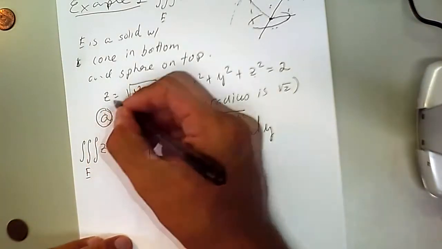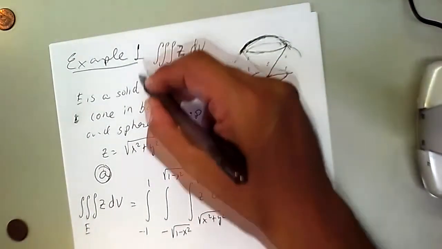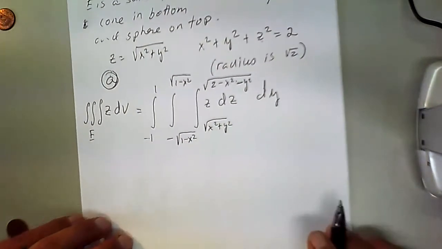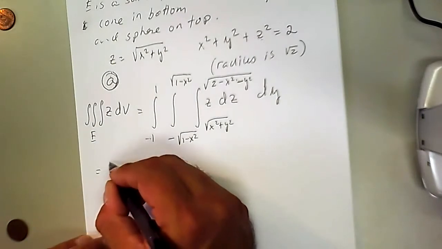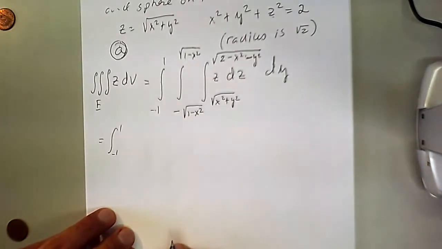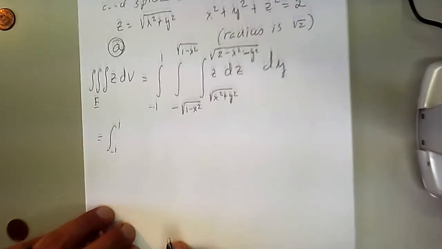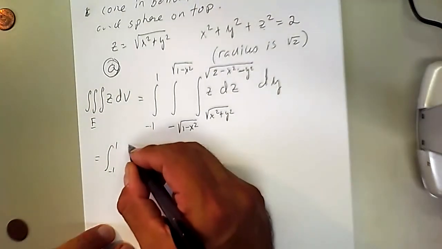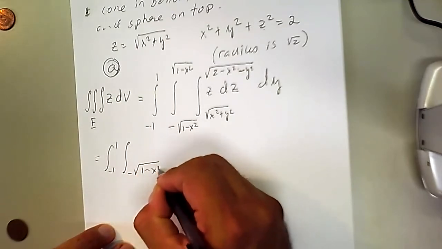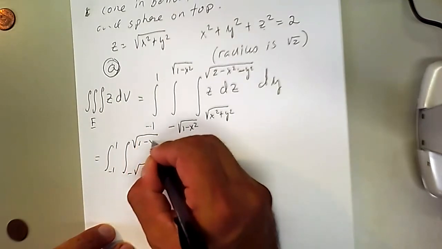Let's do A. So A is going to be example 1A. Let's do it as is. Okay, so -1 to 1. And I don't think it's going to take us longer than this page. But let's see. Integral from negative square root of 1 minus x squared to positive square root of 1 minus x squared.